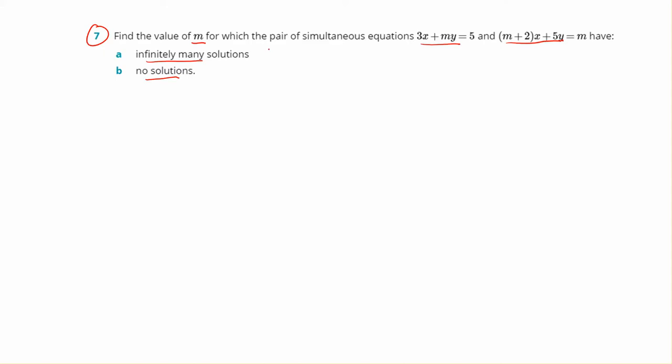Infinitely many solutions means both lines are overlapping. It's the same line, so they intersect forever on a graph. In order for that to happen, they essentially have to be the same line. Do you remember that to define a line, you need both the gradient and the y-intercept? So for two lines to be the same, the gradients must be equal, and the y-intercept has to be equal. So your c value has to be equal.